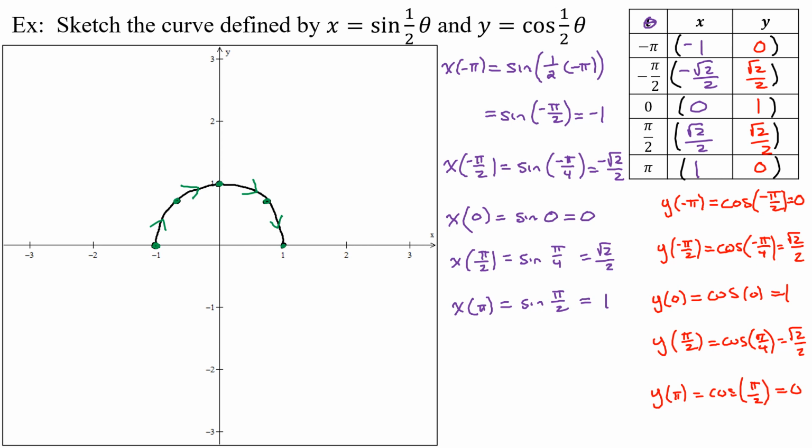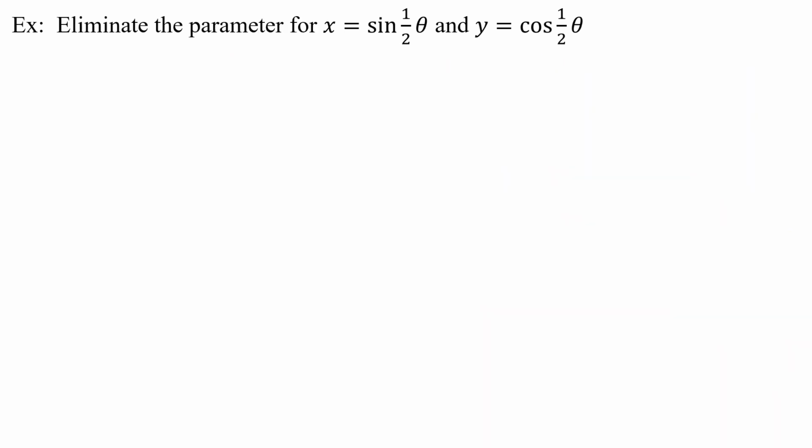But for instance, if I would have picked theta values to go from 0 to 2 pi, you actually get an entire circle here. And you can see that once we eliminate the parameter theta. So if I eliminate the parameter, this comes from an identity. So we have x equals sine 1/2 theta, and y equals cosine 1/2 theta. And we want to get rid of the theta.